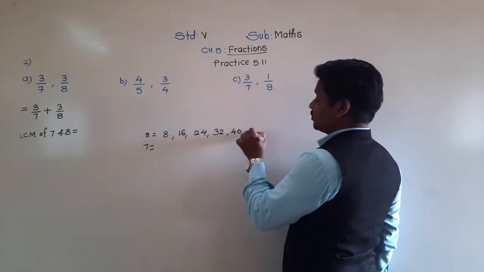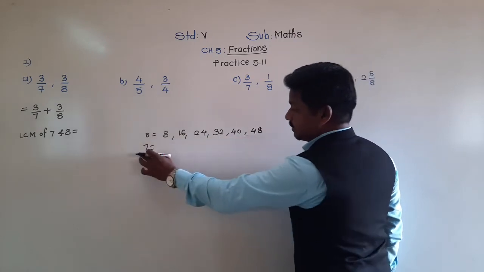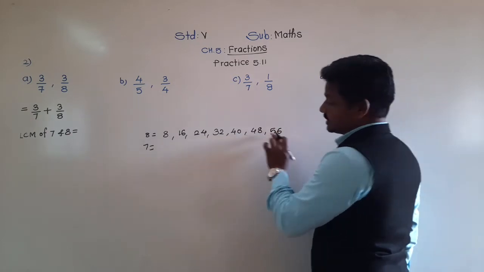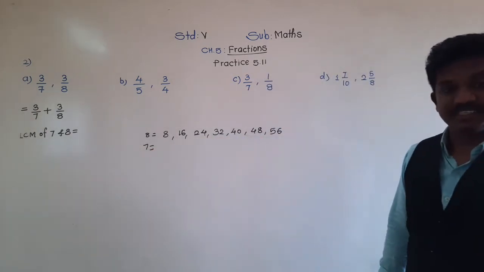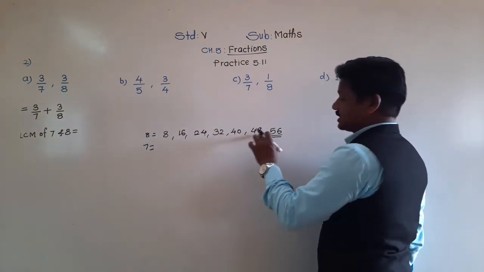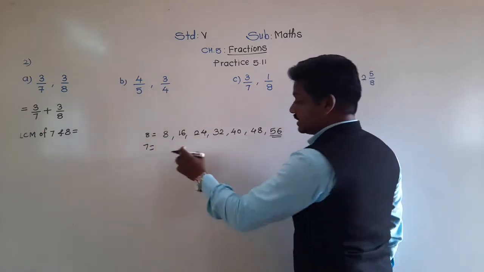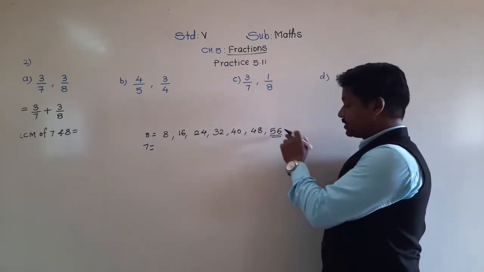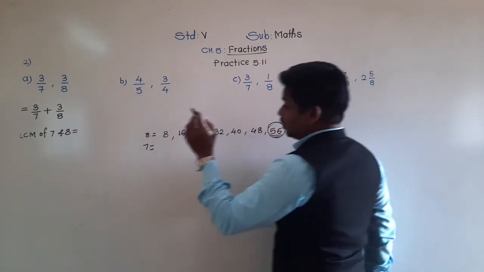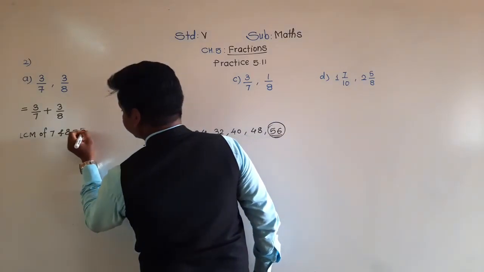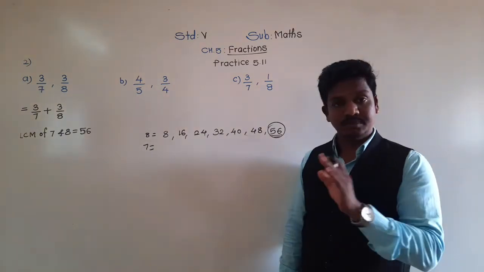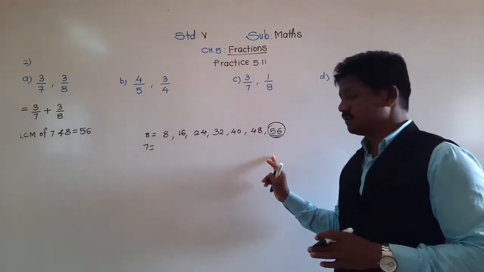40, 48. Are these numbers in the table of 7? No. Then there is 56. Is there 56 in the table of 7? Yes, it is there. Okay? You know 7 eights are 56. Here 1, 2, 3, 4, 5, 6, 7. 8 sevens are 56, and 7 eights are 56. 56 is in the table of both 8 and 7. So, LCM of 7 and 8 is nothing but 56. Lowest common multiple or least common multiple. Common multiple means it is a multiple of 8 also and 7 also.